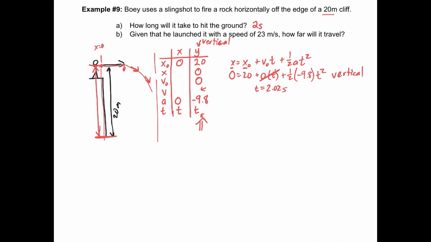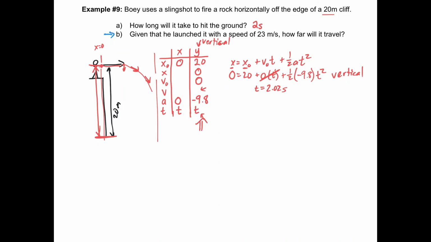But you can see how we just used the vertical information independent of the horizontal information, which then allowed us to get our answer. Now, part B here, we're going to change color. We can go rainbow blue for letter B. Given that he launched it with a speed of 23 meters per second, how far will it travel?